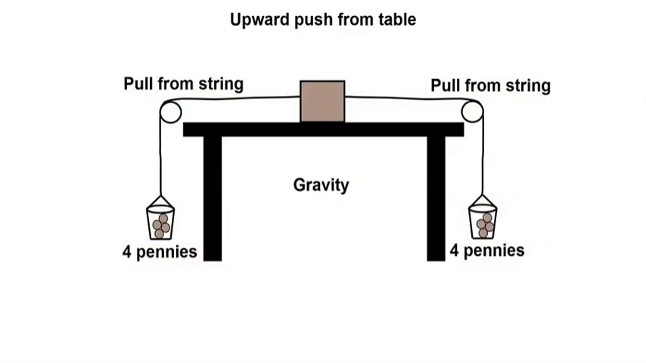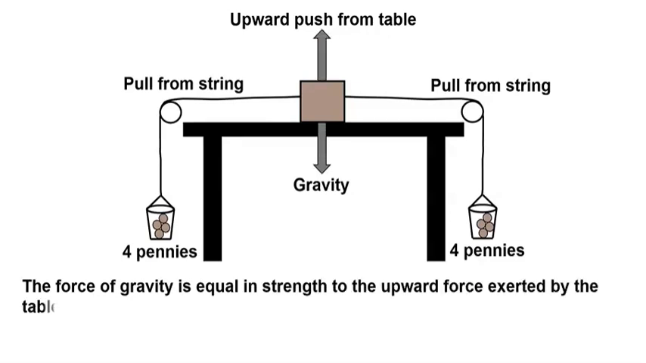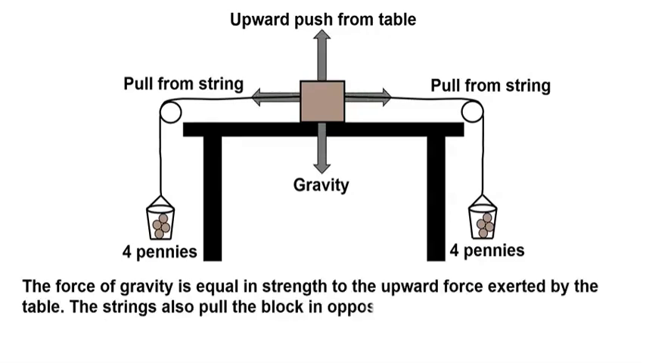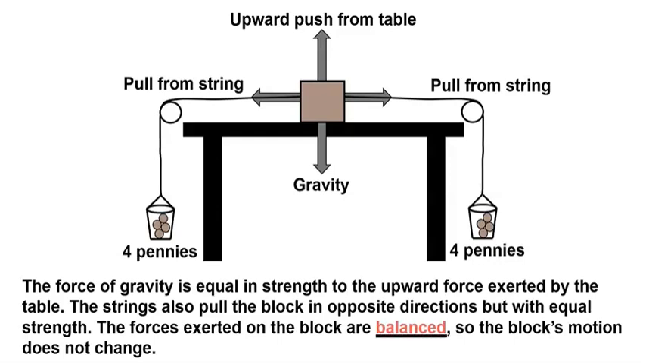In this scenario, the force of gravity is equal in strength to the upward force exerted by the table. The strings also pull the block in opposite directions but with equal strength. The forces exerted on the block are balanced, so the block's motion does not change. Wow, was balanced your answer? We just learned a lot of new information about multiple forces acting on an object.